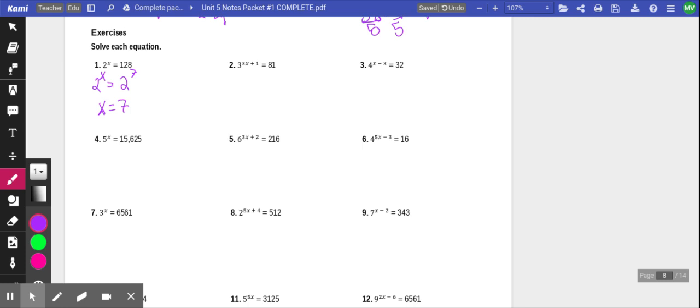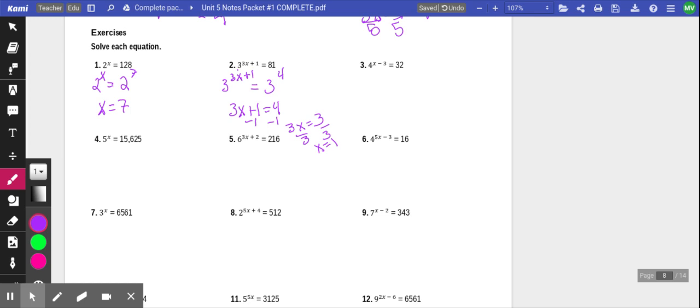81, I want to write as a base of 3. So 3 to the 4th power is 81. And again, I'm just doing logical guess and check, estimating. So 81 is 3 to the 4th, so I take out the 81 and I replace it with 3 to the 4th. Now my bases are the same, so I'm going to set 3x plus 1 equal to 4. Subtract 1. 3x equals 3. Divide by 3. x equals 1.